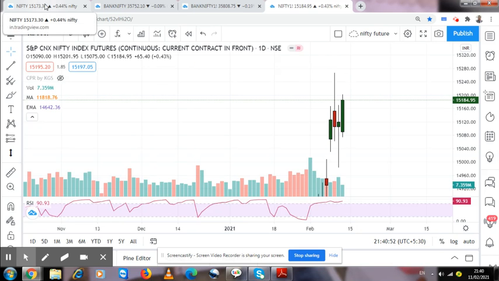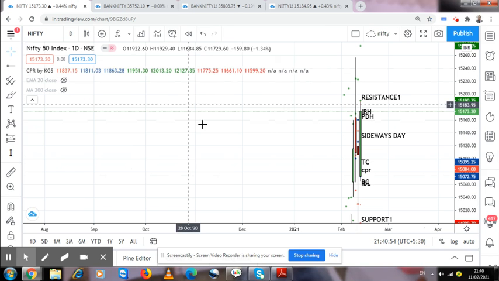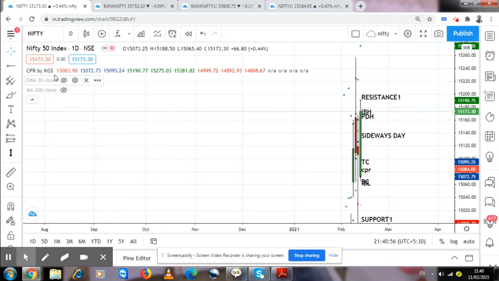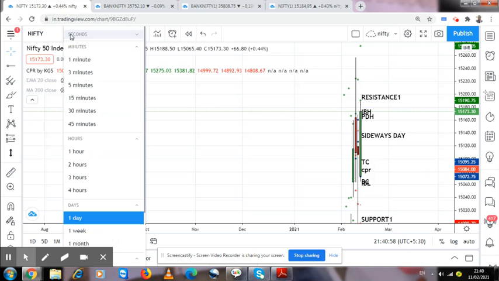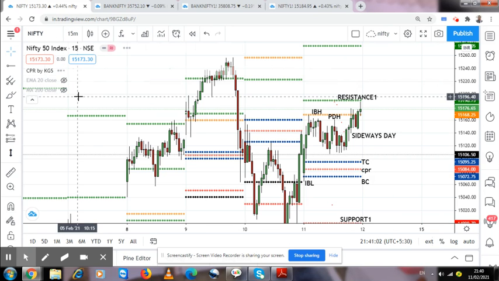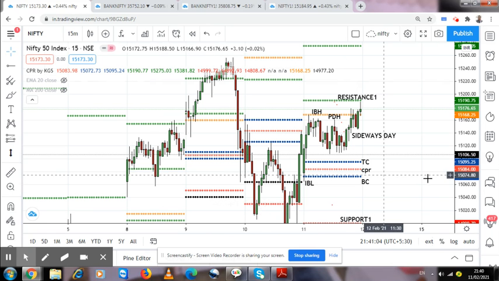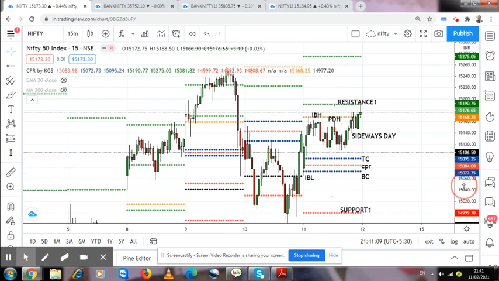We'll quickly also go and see the levels if I can plot them on the 15-minute chart. Okay, this is the 15-minute chart.